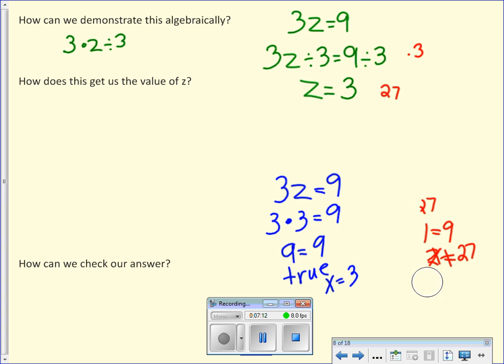So you want to make sure your left and your right match, so you can go back and find a mistake. All right, let's try another one.